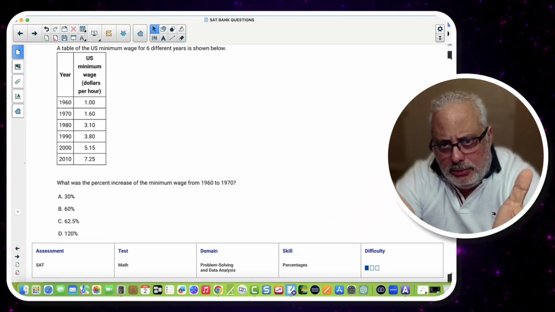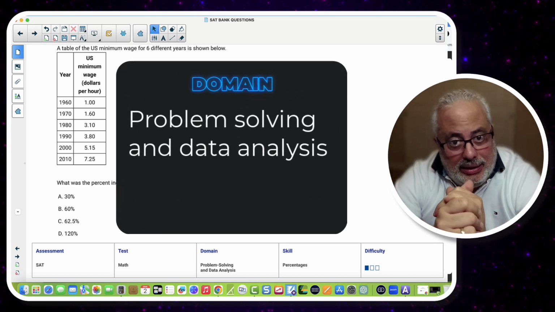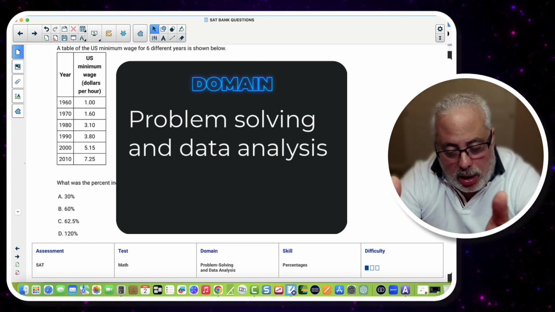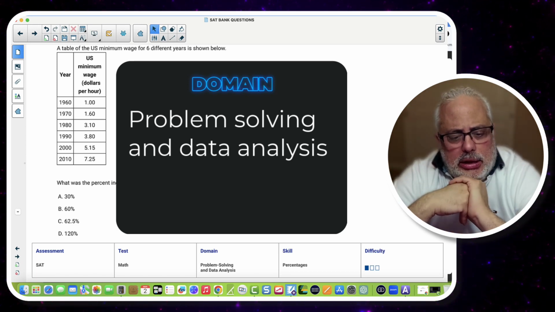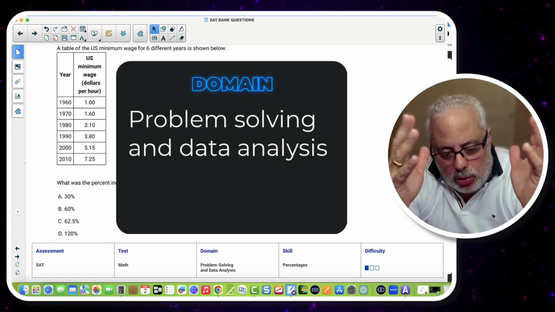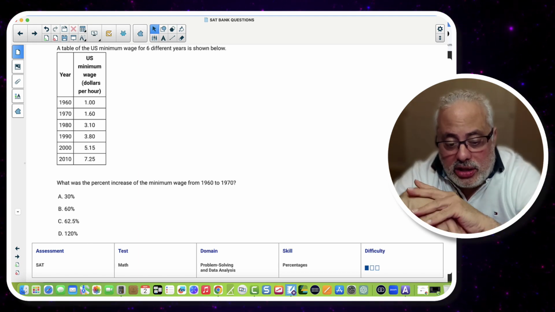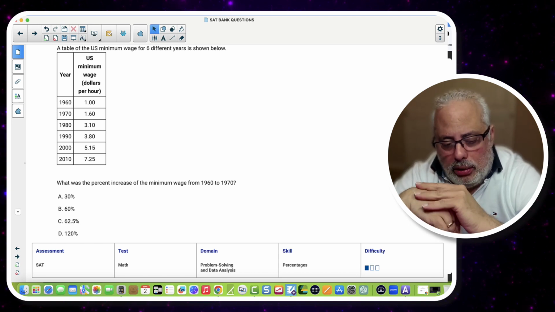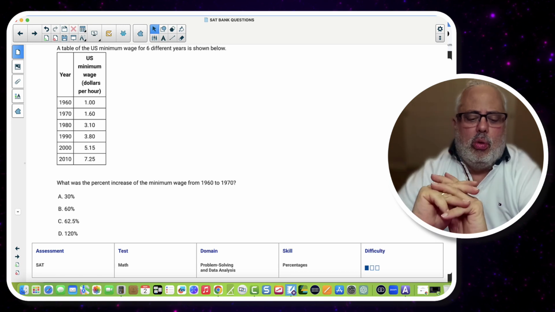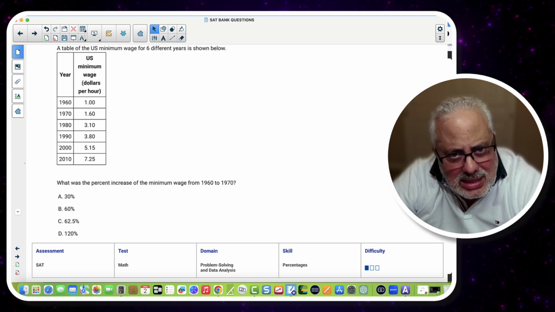This is another domain. This is problem solving and data analysis. And the skill here is percentage. And the level of difficulty is 1 out of 3. Easy. You have a table of values, years, 1960, 1970, all the way to 2010, by 10 years. And you have the U.S. minimum wage, dollars per hour, $1 per hour, $1.60, and in 2010, $7.25. What was the percent increase of the minimum wage from 1960 to 1970?